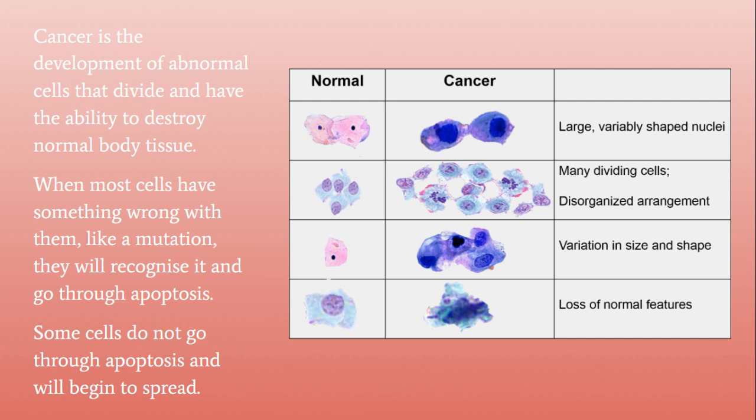When most cells have something wrong with them, like a mutation for example, they will recognize this and go through apoptosis. So, apoptosis is the process of a cell destroying themselves if they have something wrong with them. But some cells do not go through apoptosis and will begin to spread. So, sometimes a cell will have multiple mutations, or a mutation won't let them go through apoptosis and they're able to spread, and that is how cancer cells are able to spread.